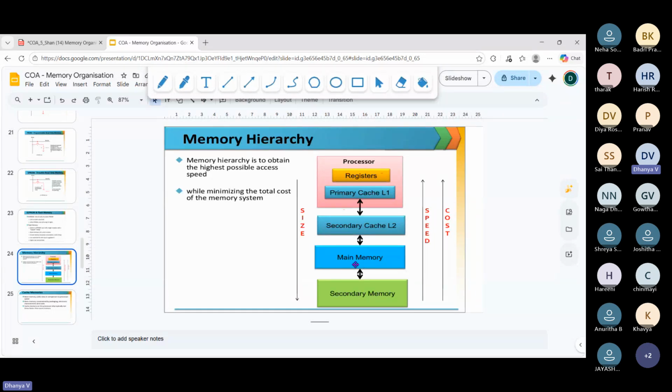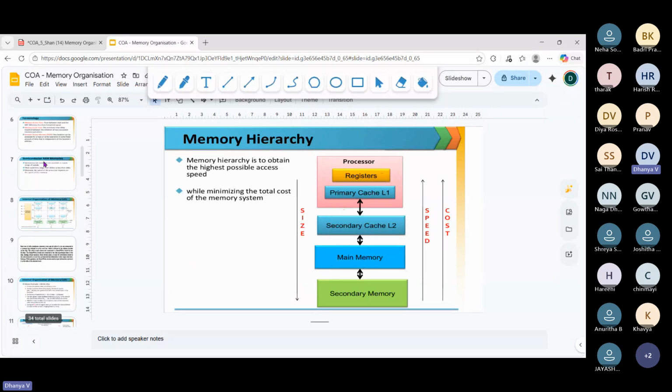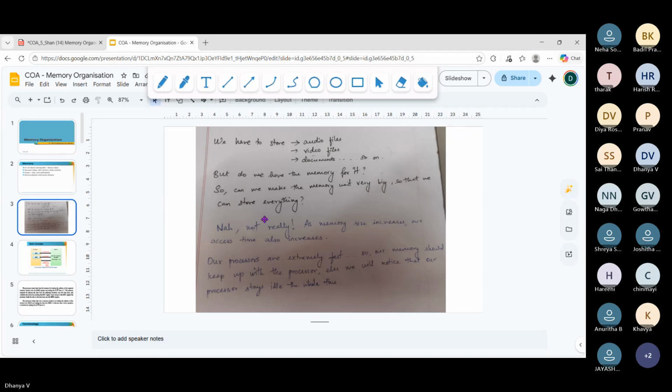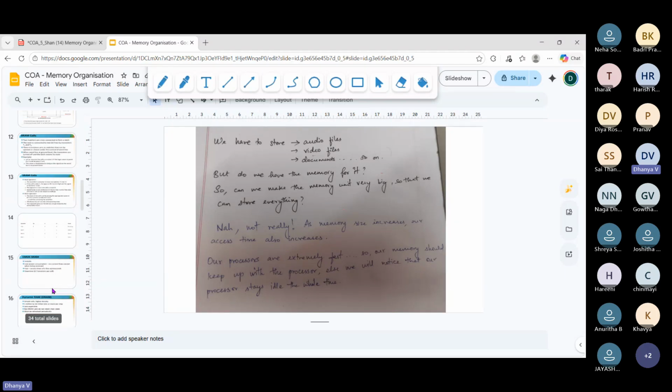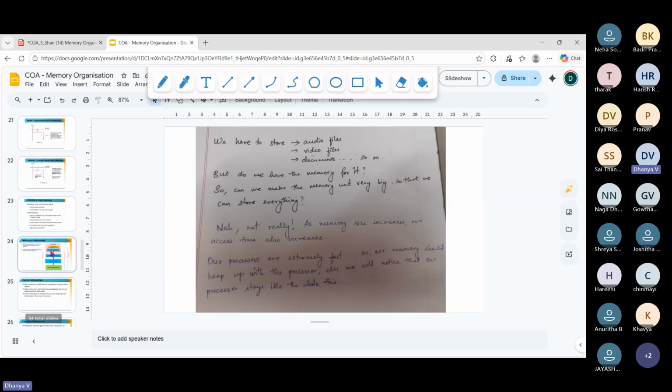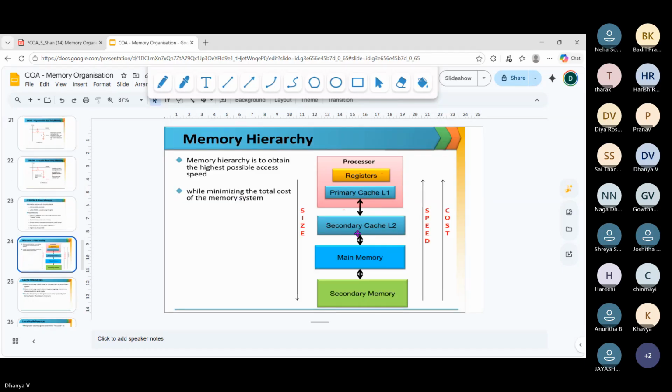So, as I told you, the first thing we discussed was that as memory size increases, our access time also increases. So in order to reduce your access time, you need to reduce your memory size also. That is the idea behind caches. So you have your secondary caches like L2 and L3.